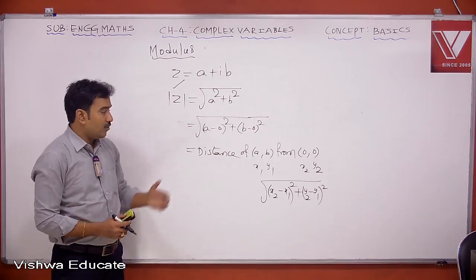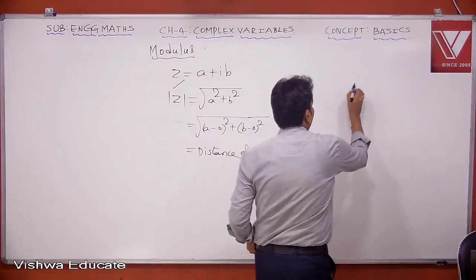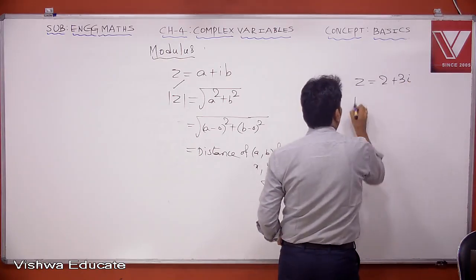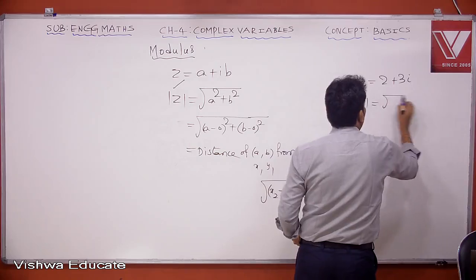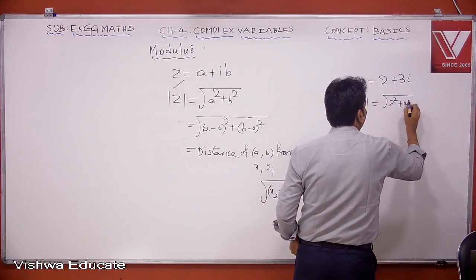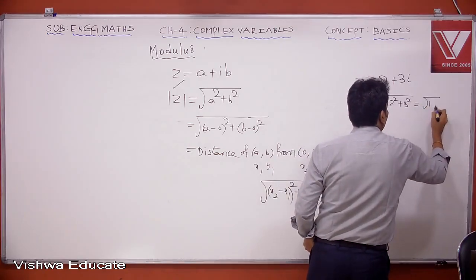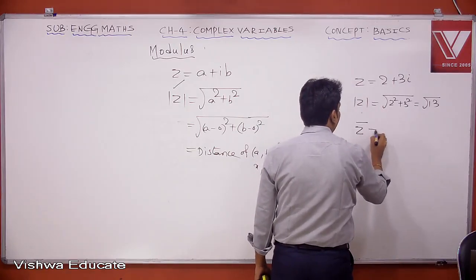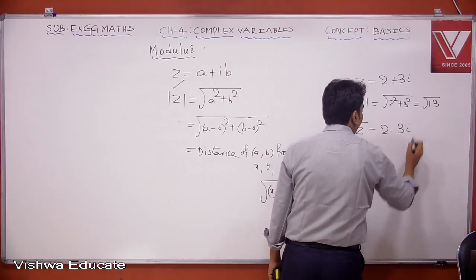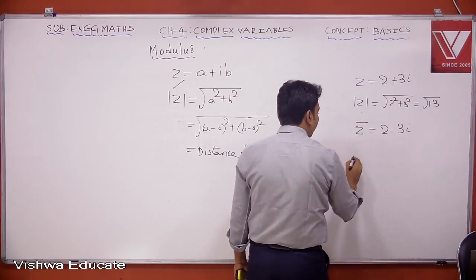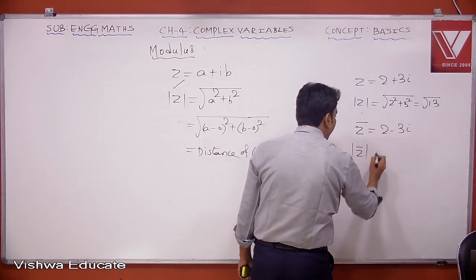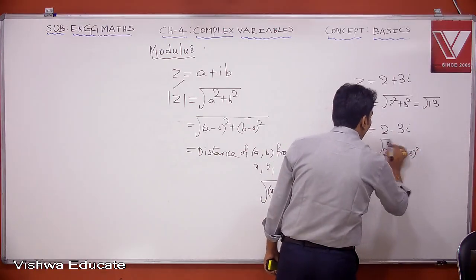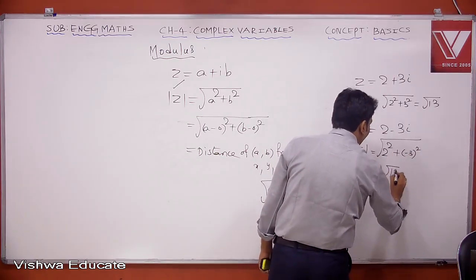Now let us take an example. Suppose I take z equal to 2 plus 3i. Its modulus is square root of 2 square plus 3 square, which is root 13. If I take its complex conjugate z bar, this is 2 minus 3i. Now apply the modulus of z bar: square root of 2 square plus (minus 3) whole square. This is again root 13.